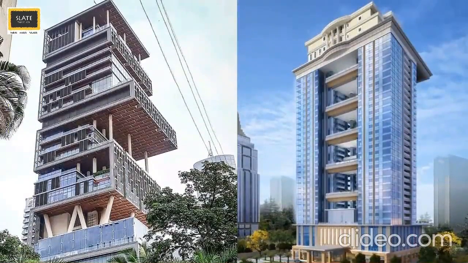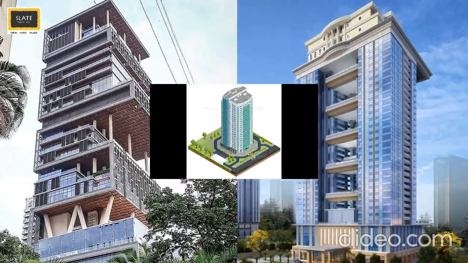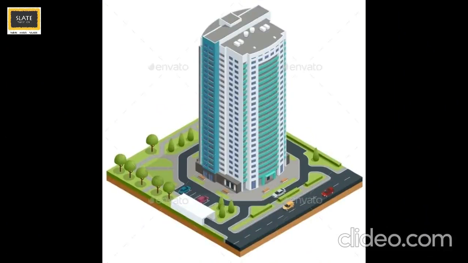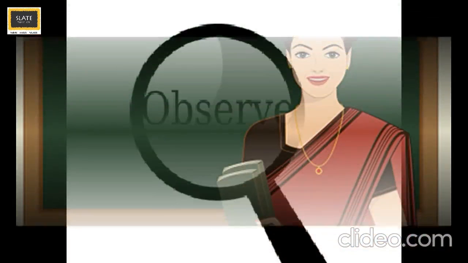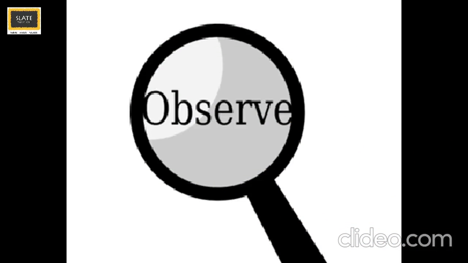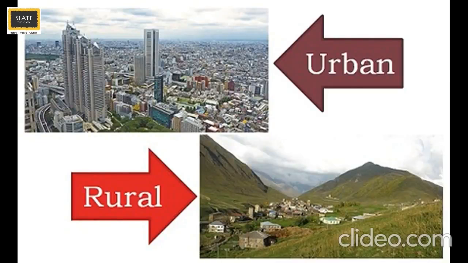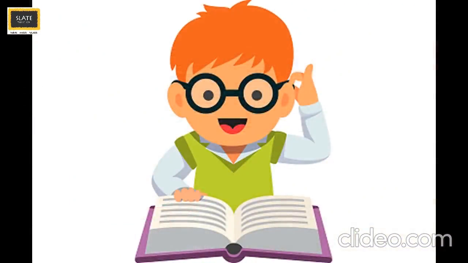Now Slaters, unlike havelis, flats are made in multi-story buildings. These buildings have layers or floors with different number of flats. Here houses have all the areas in one home. Now Slaters, you all have observed the differences among the houses in the rural areas like villages and urban areas like cities. Let's understand more about this as we read from the textbook.